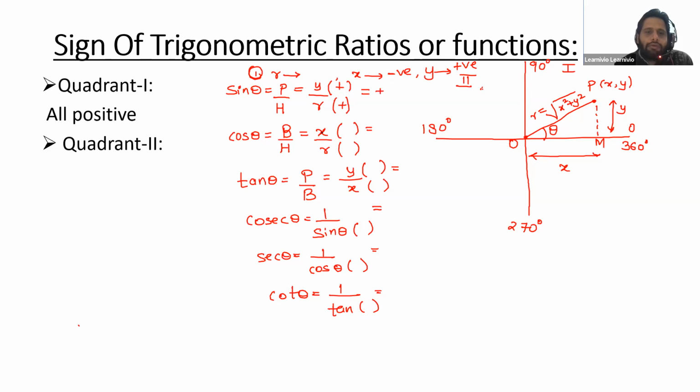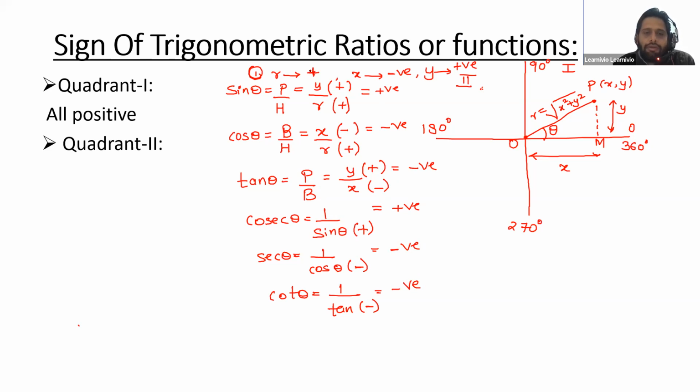positive. Very good. Cos theta is base by hypotenuse. X is negative, r is positive. Final answer is negative. Very good. Next is tan theta, which is P by b. Y is positive, x is negative. Final answer is negative. Cosec is 1 by sine. Sine is positive, as we found. So cosec is also positive. Sec is 1 by cos. Cos is negative, so 1 by negative is again negative. Cot is 1 by tan. Tan is negative, so this is negative. R will always remain positive.